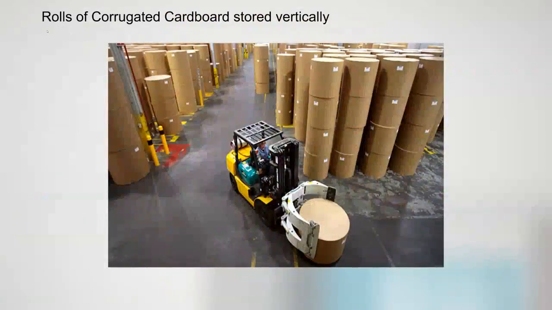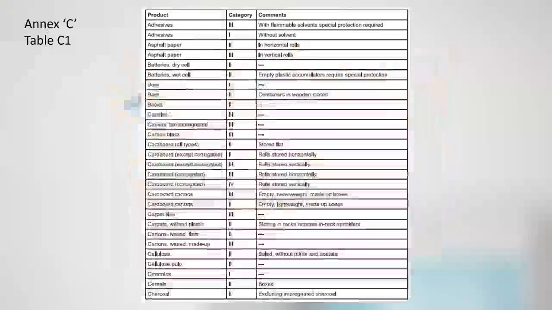So you get rolls of corrugated cardboard stored vertically. Now that differs from other types. When you've got it stored vertically, you've got, if you like, a flue in the middle of the rolled cardboard, so the fire can get inside it and catch quite quickly. And this is what happens.